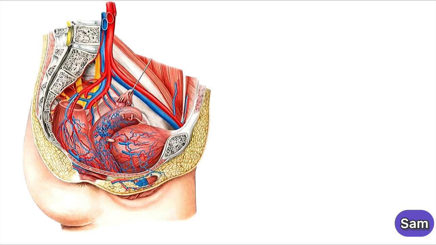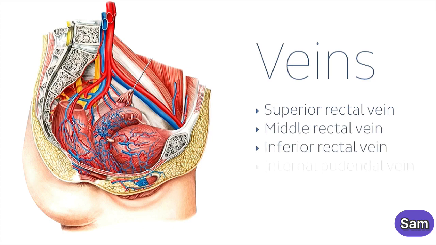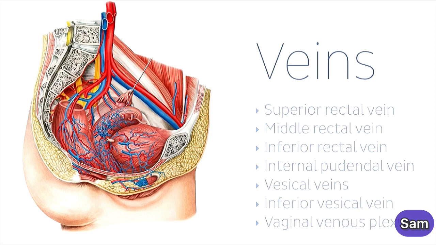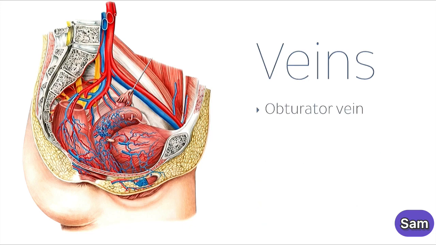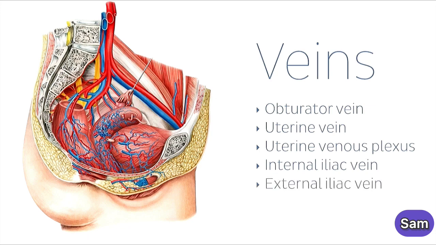Let's have a look at the venous drainage of the female pelvis. The veins in the pelvis include the superior rectal vein, the middle rectal vein, the inferior rectal vein, the internal pudendal vein, the vesical veins, the inferior vesical vein, and the vaginal venous plexus. There is also the obturator vein, the uterine vein, the uterine venous plexus, the internal iliac vein, the external iliac vein, and the common iliac vein.